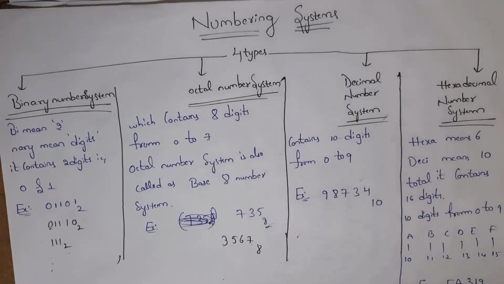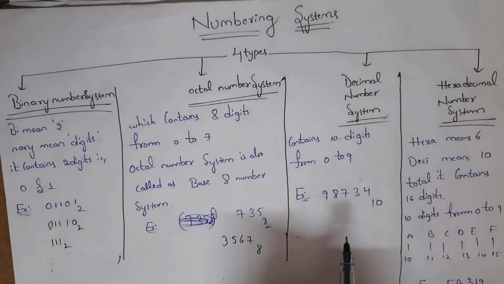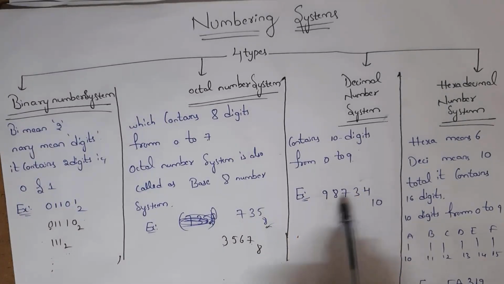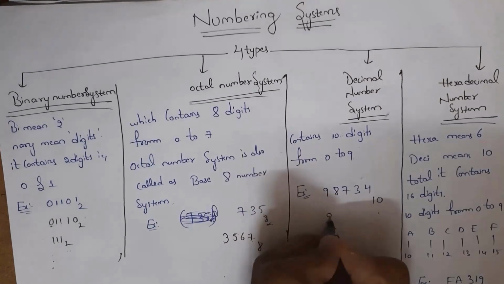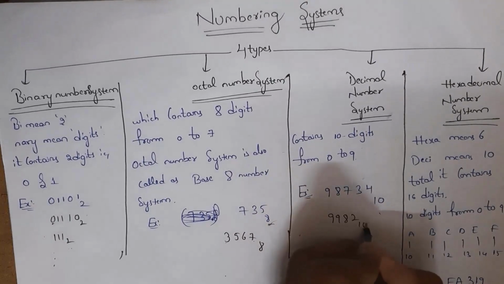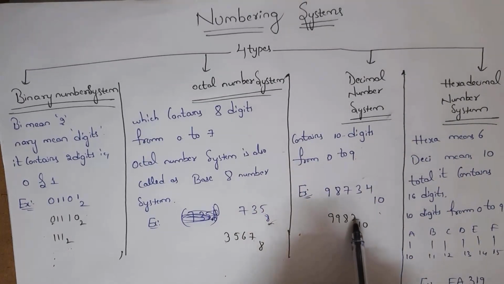Next I will explain decimal number system. Meaning of decimal is 10. So it contains 10 digits from 0 to 9. We also call this decimal number system as base 10 number system. This is an example of decimal number system. Contains numbers from 0 to 9. And we represent decimal number system with base 10. I will give one more example of base 10 number system like 9982 base 10. It should contains numbers from 0 to 9.